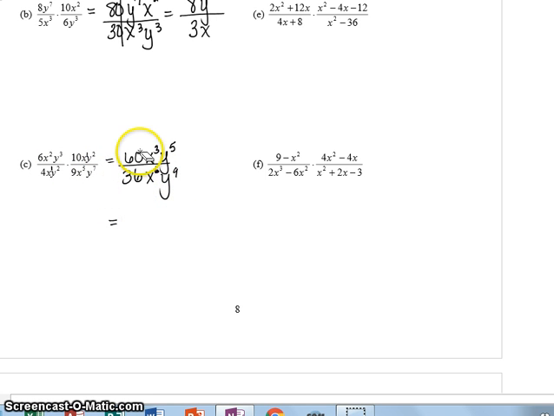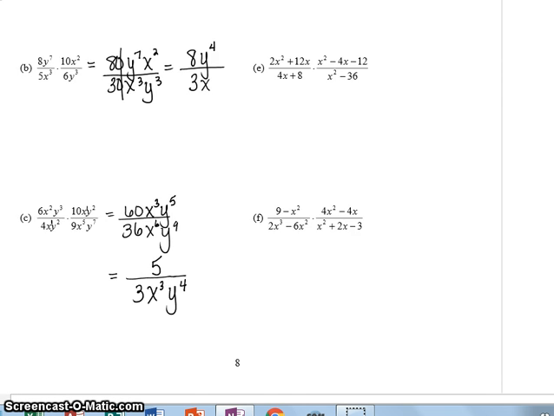Again, put it in your calculator. You could divide by 12 here too. 60 over 36 reduces to 5/3. 3 x's on top, 6 on the bottom, leaves 3 on the bottom. And then there's 9 y's on the bottom, but 5 on top, so that leaves 4 on the bottom. Just going to center my 5. So there's my final answer. So if you notice, with the single monomials, just multiply across and then reduce.